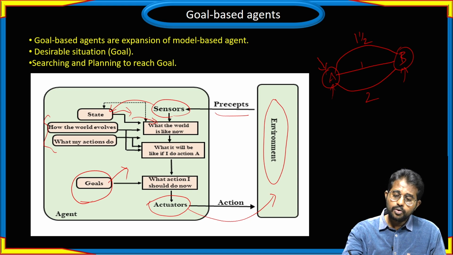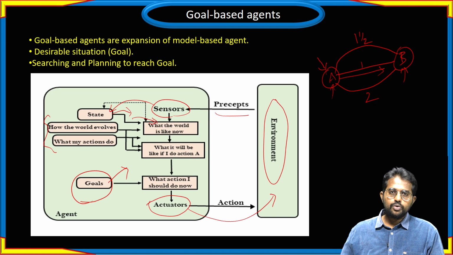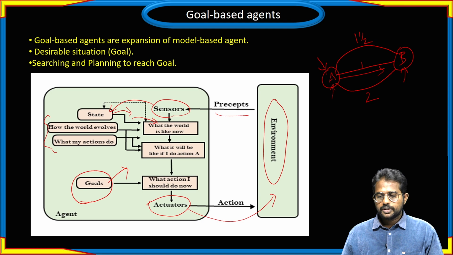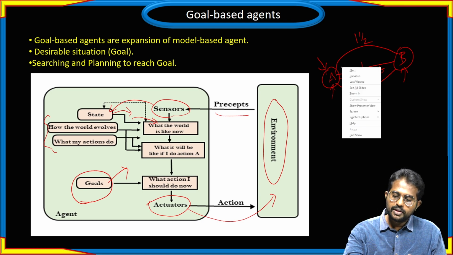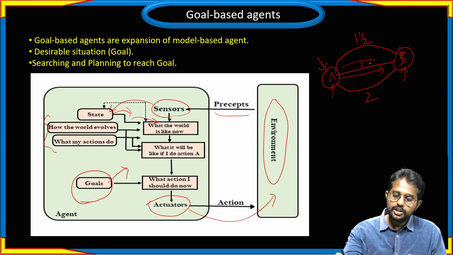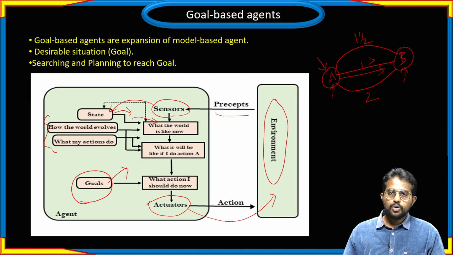So by going through this path, I can go to Hyderabad in 1 hour. So I will take that path only, because I can reach my destination with the minimum time. So for that one, I am taking this action. So this is the goal based agent.